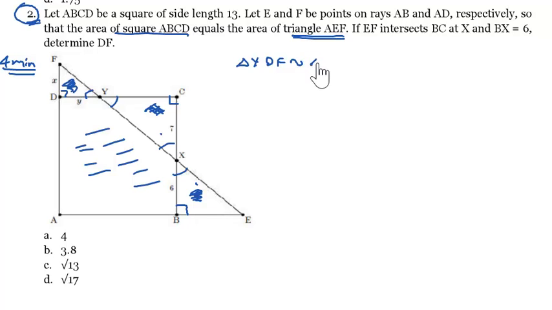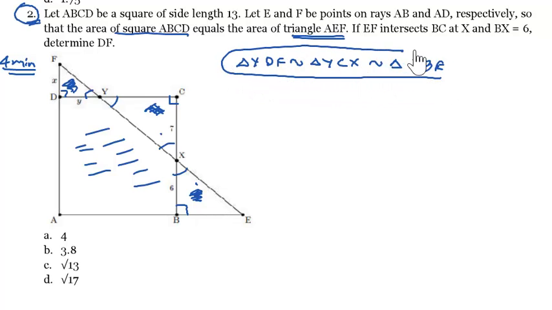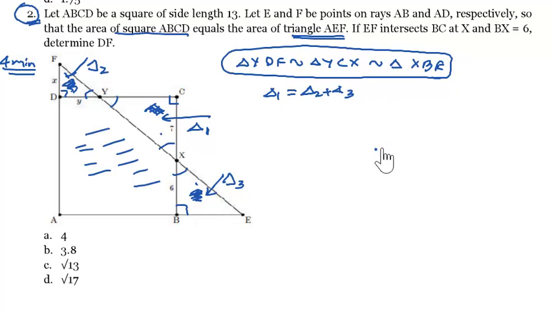So I can say that all these three triangles are similar, or I can say that triangle YDF is similar to triangle YCX, which is similar to triangle XBE. I might be missing the order in which I should have written, but the main objective is that all these three triangles must be similar. Clear? Apart from that, let me say that the area of this triangle is delta 1, the area of this triangle is delta 2, and the area of this triangle is delta 3. So we know that delta 1 is equal to delta 2 plus delta 3, right?